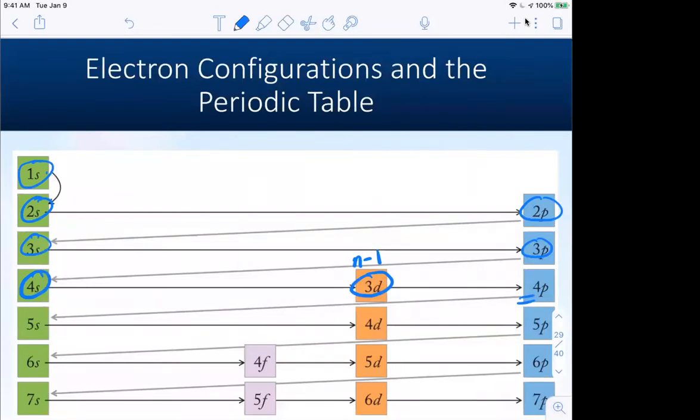The same thing happens. I start with 5s. This is row 5, but my D, my transition metals, start with n-1, which would be a 4, and so on and so forth. It isn't until the 6th row that I start getting those inner transition metals into the mix. Again, we're not going to really focus on them in this basic organic chemistry class, so we'll leave those alone right now.